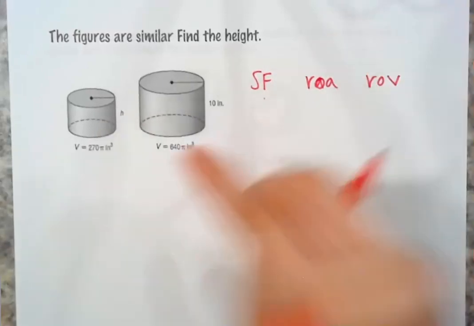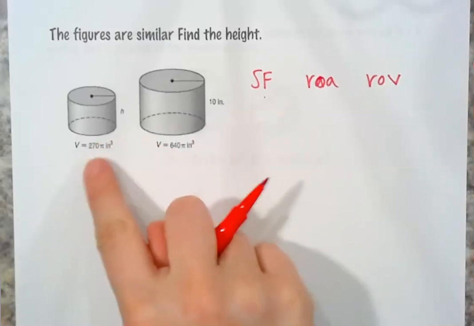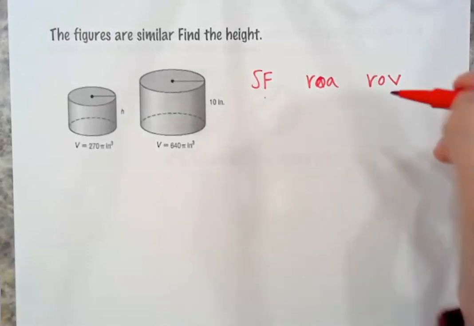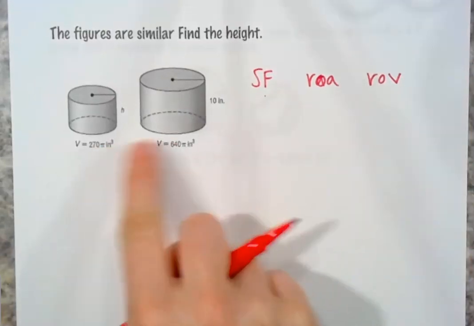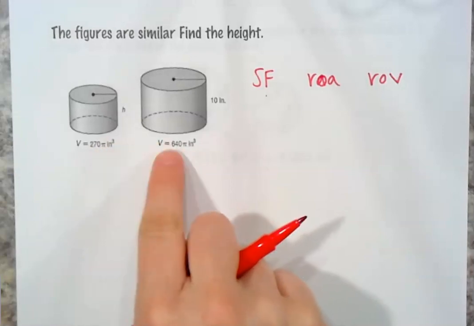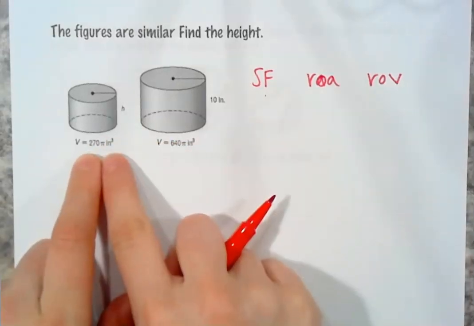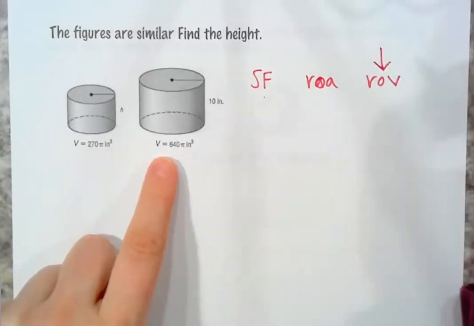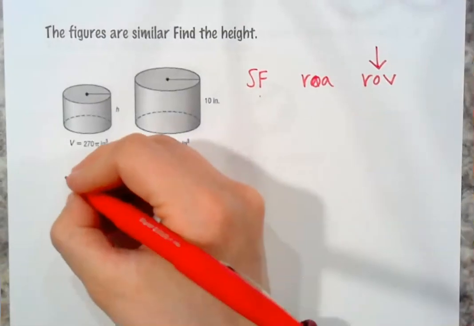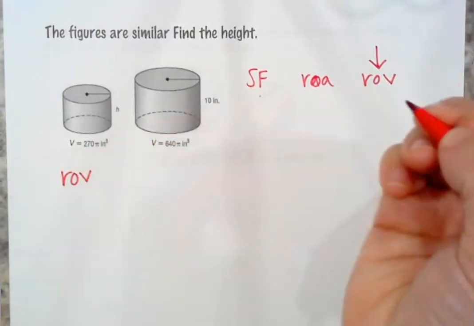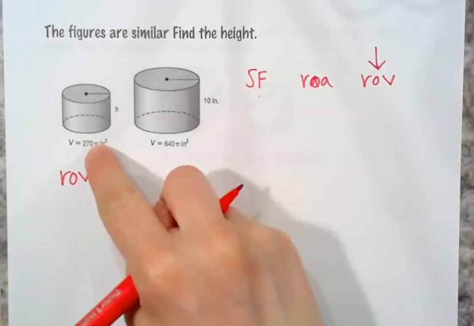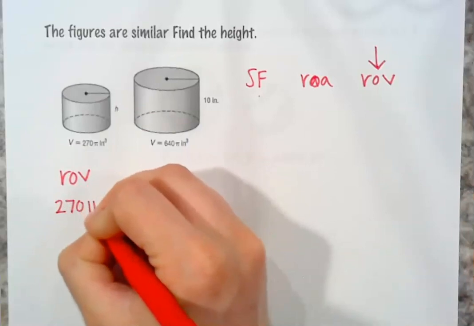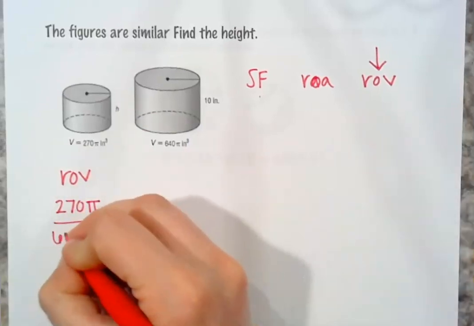Do we know the areas of both of these cylinders? Not currently, but we probably could figure it out later on. But now if we look, do I have the volume of both cylinders? Yeah, look, they say the volume is 270 pi. Volume, 640 pi. So this, today, is where we are starting. So let's write that down, ratio of volumes. Okay, again, I'm putting the small guy on top because that's how my brain works. So I'm going to write 270 pi over 640 pi.